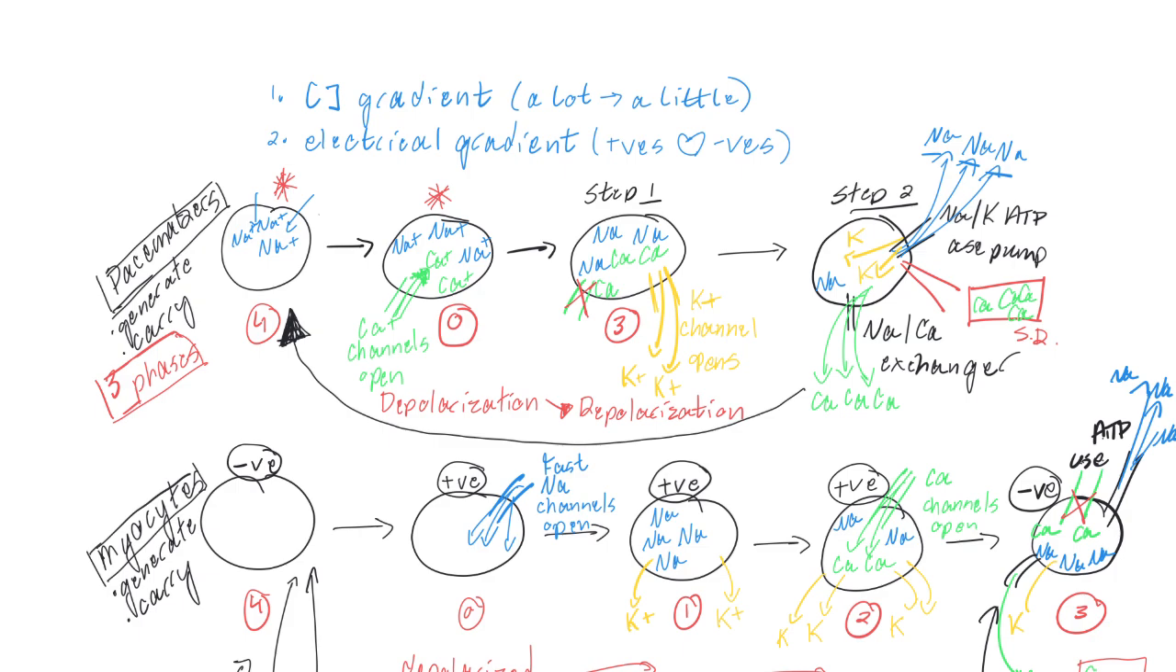The other thing that I'm going to add to my pacemaker diagram here is when the cell is positive on the inside and when it is negative on the inside. So phase number 4 for my pacemaker cells, it starts out as negative. Phase 0, it becomes positive on the inside. And then phase 3, it's negative on the inside again. So I'm drawing negative over both step 1 and step 2 of phase 3.